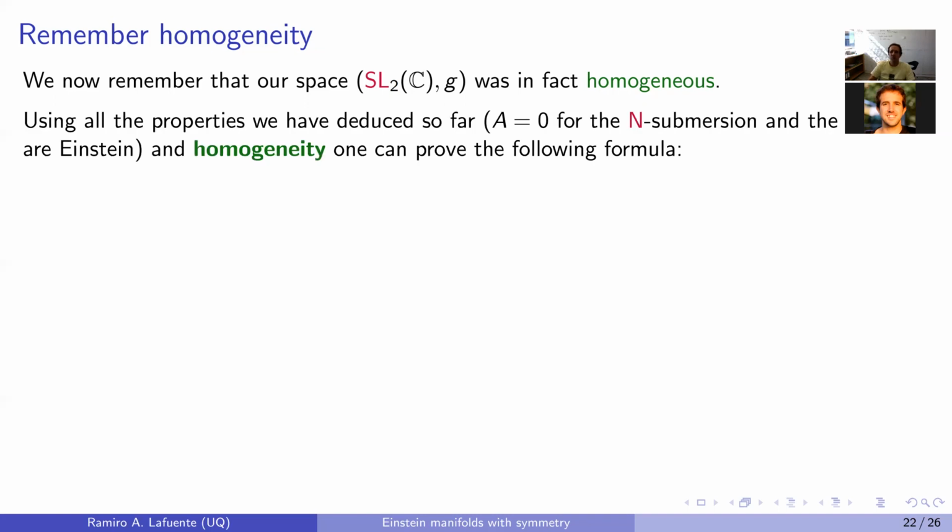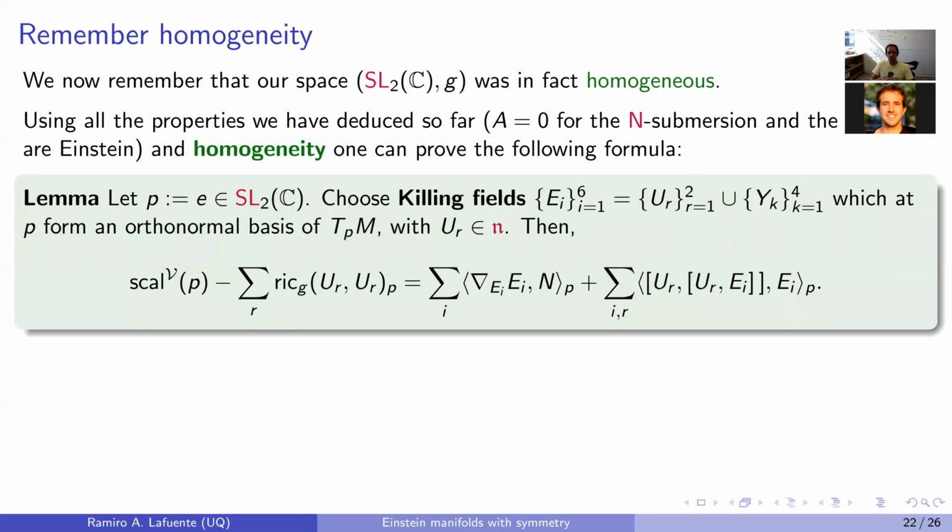And why? Well, because using homogeneity together with the properties that we deduced from applying Theorem B, namely that the N submersion has integrable horizontal distribution and that the G orbits are Einstein, one can prove an algebraic formula for the Ricci curvature of SL2C. Just by algebraic, I mean you compute the Ricci curvature on Killing fields, right? And this is using homogeneity. And you use a basis consisting of Killing fields. And this is the formula that we use, right?